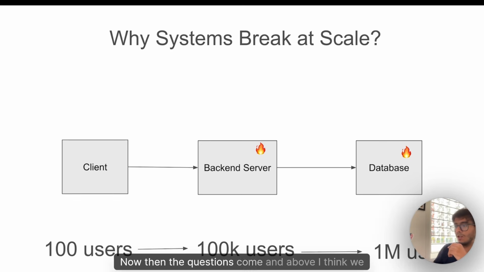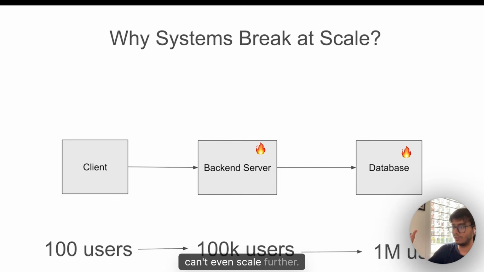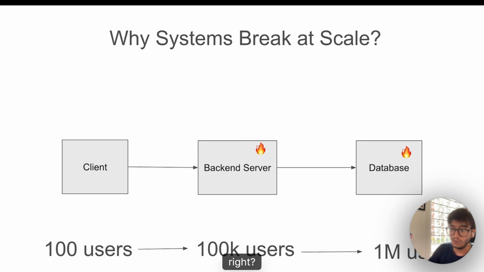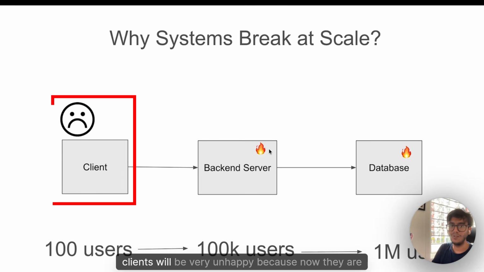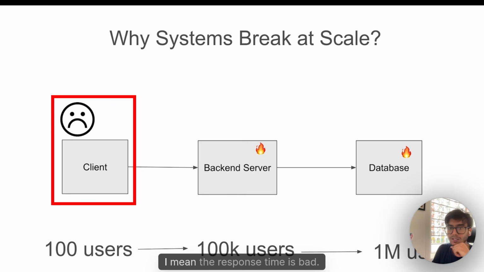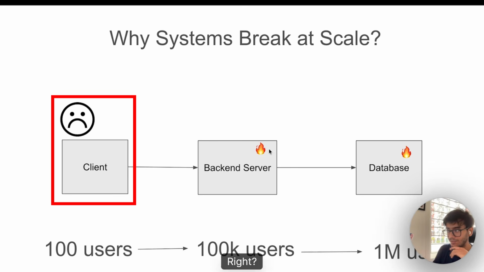Now the question comes, Anubhav, I think we can't vertically scale further. Then instead of scaling up, why don't we scale out? I mean, instead of scaling vertically, why don't we add more machines? If you don't do this, your clients will be very unhappy because now they are seeing increased latency in the response time. They might be waiting for seconds, like 5, 10, 15 seconds, even for a simple get query, right?